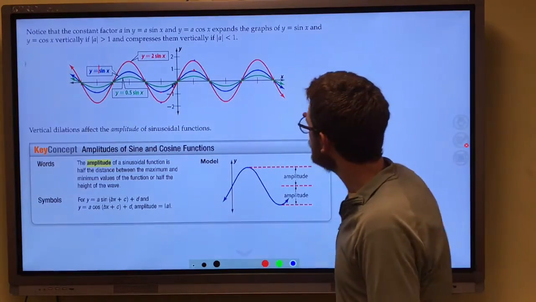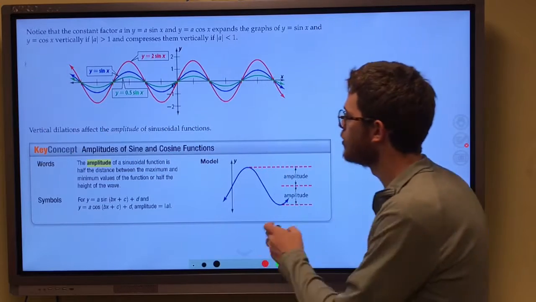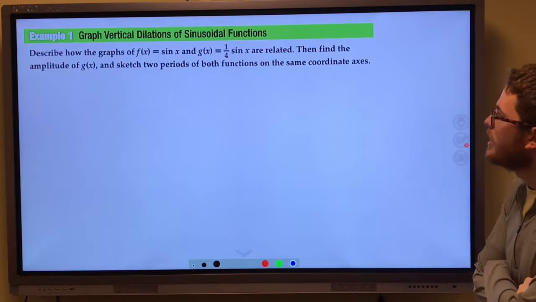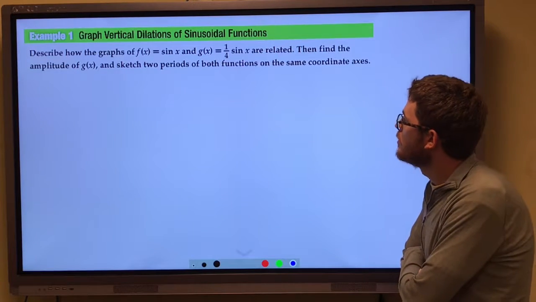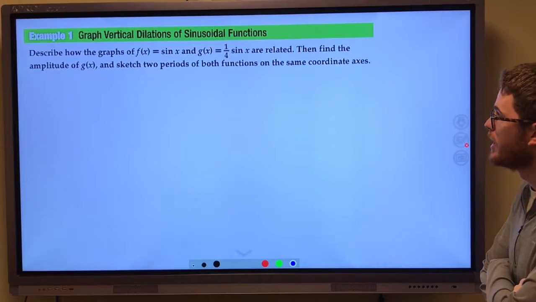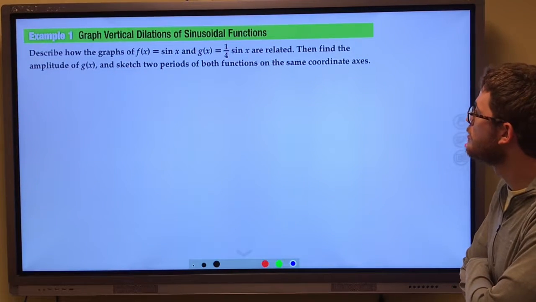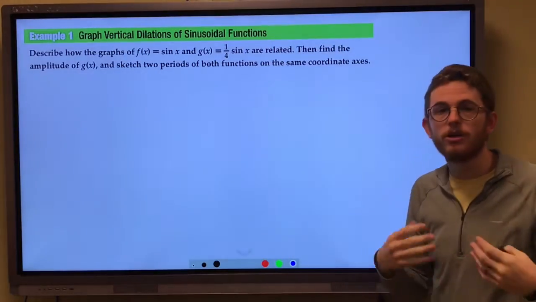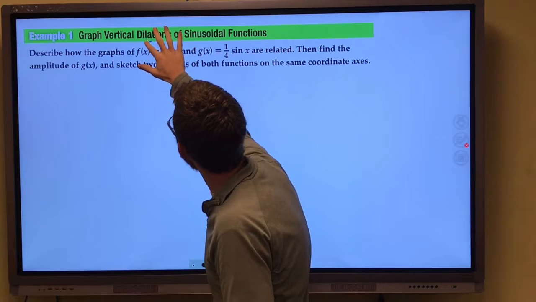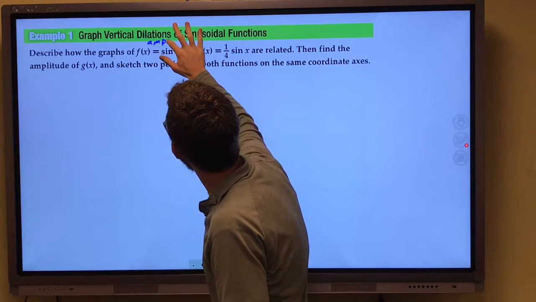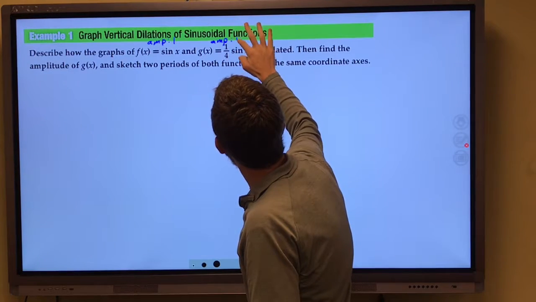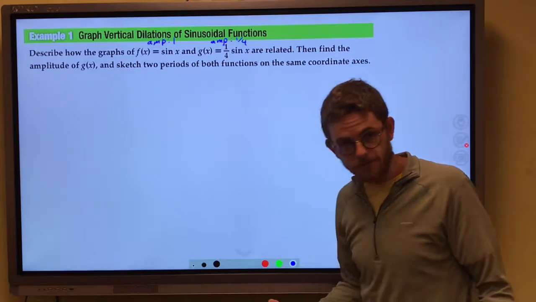So let's see how this plays out. Here it says, describe how the graphs of sine of x and 1/4 sine of x are related. Then find the amplitude of g of x and sketch two periods of both functions on the same coordinate axis. Well, we already know some things. We know the amplitude of this first one, the amp is 1, and the amplitude of this one, the amp, is a 4th. We know that. We can see that.